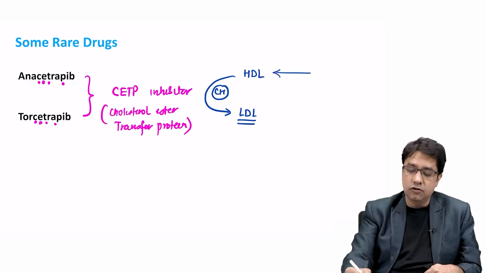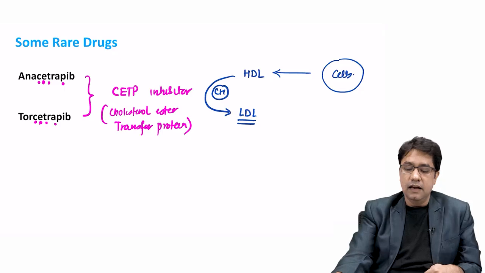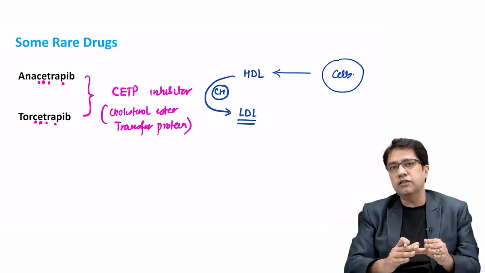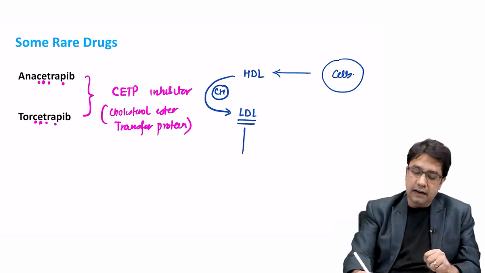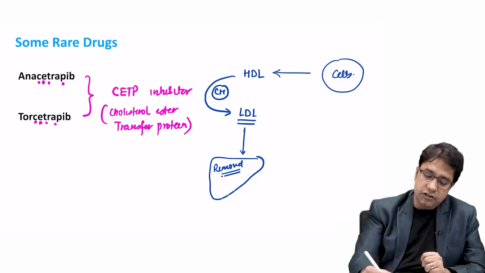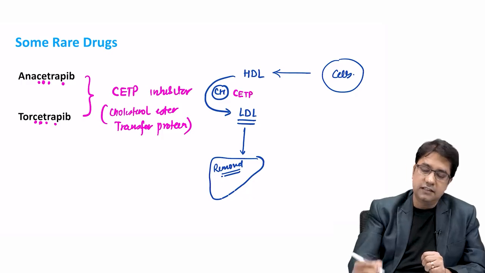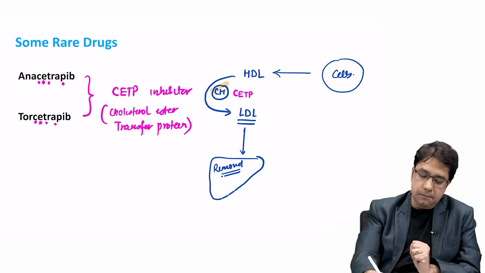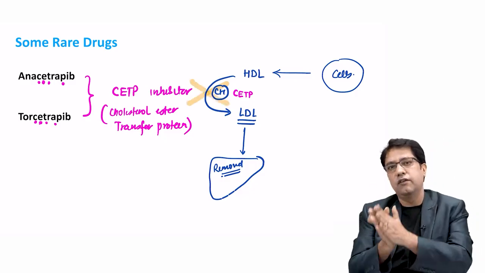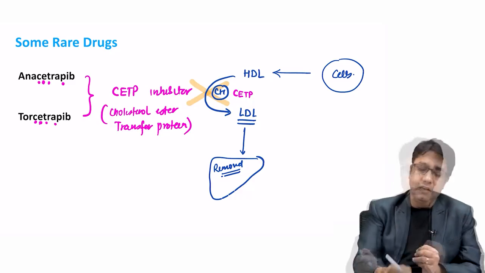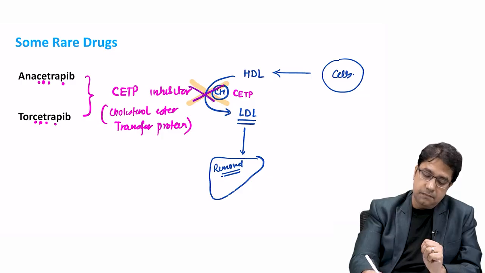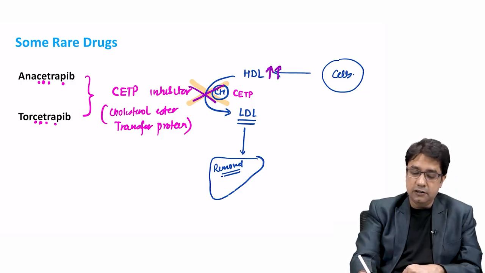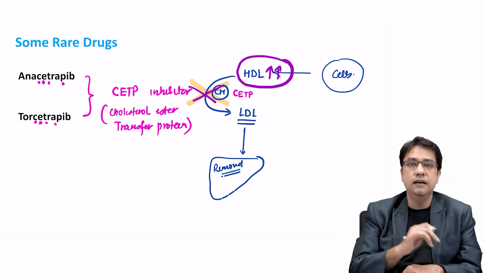We know that HDL takes cholesterol from body cells and this HDL transfers its cholesterol back to LDL, and this LDL is removed or taken up by the liver. This is the function of CETP, cholesterol ester transfer protein. So when you give the drugs anacetrapib and torcetrapib, they inhibit this transfer of cholesterol from HDL to LDL. So if we inhibit this step, what will happen? Slowly, the HDL level will increase in the body.